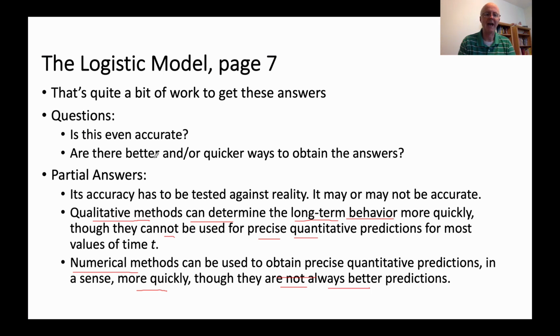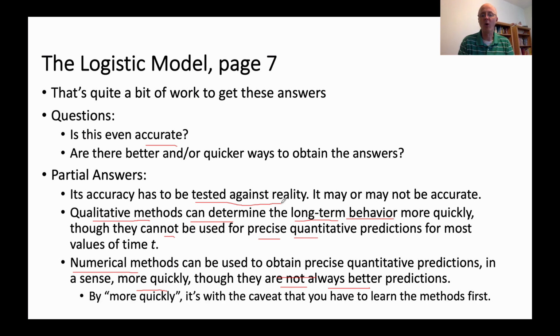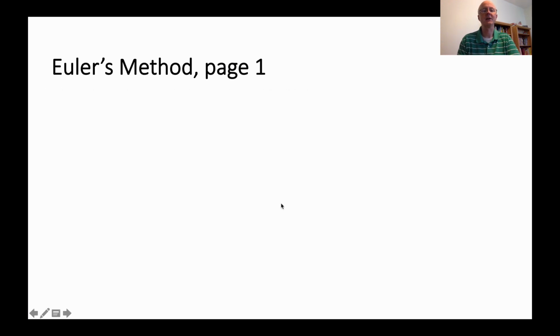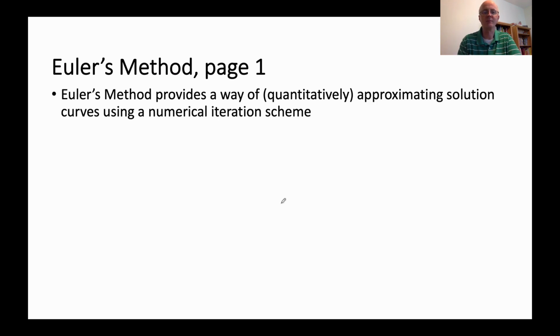Okay, there's still this question of accuracy that depends on how well the model is doing against reality, for one thing. And for another thing, if we're bad in choosing our numerical method, maybe our approximate solution is way off. By more quickly, it is with a caveat. It's a caveat that you have to learn the methods first before you can implement them. And that's what the rest of this lecture is about. Euler's method is our first method for numerically approximating solutions of differential equations. Euler's method provides a way of quantitatively approximating solution curves using a numerical iteration scheme with a recursive equation.